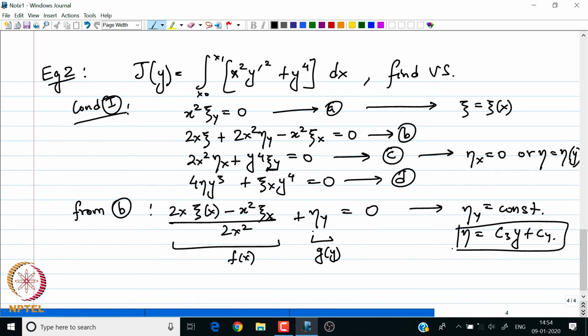Let us now plug it back. From the last expression that I have from D, what I get is 4 times C3 y plus C4, this is my eta, y cube plus xi x. So, what is xi x? We haven't found it yet, divided by y to the power 4 plus xi x.